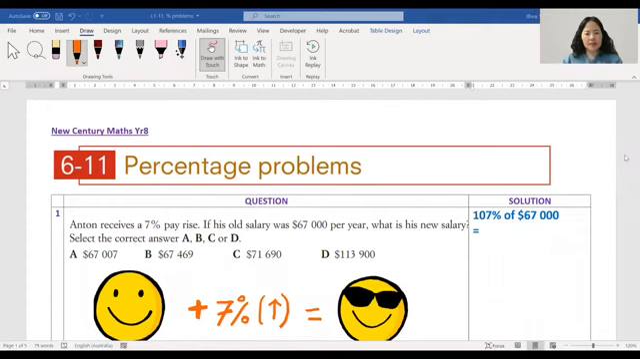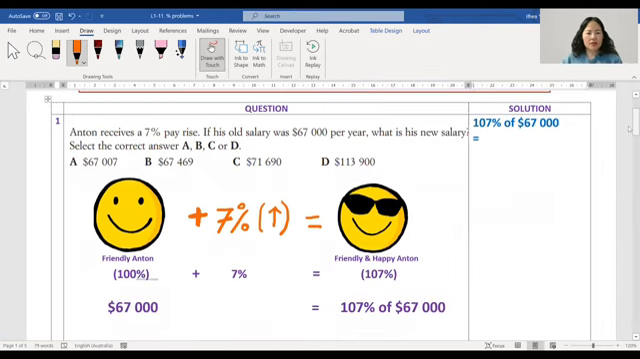Today's lesson is percentage problems. We're going to do 4 problems. The first one, Anton receives a 7% pay rise. If his old salary was $67,000 per year, what is his new salary? Select the correct answer, A, B, C, or D.